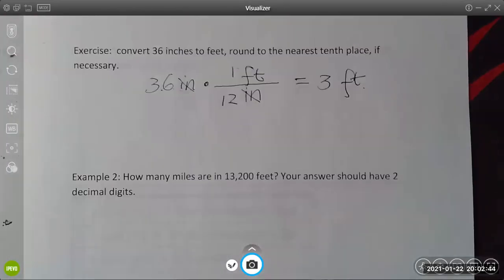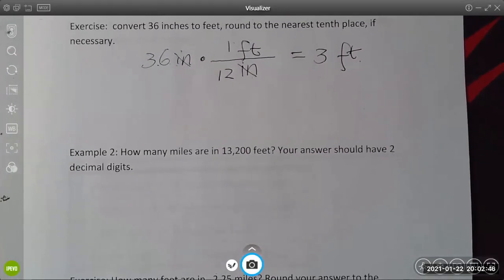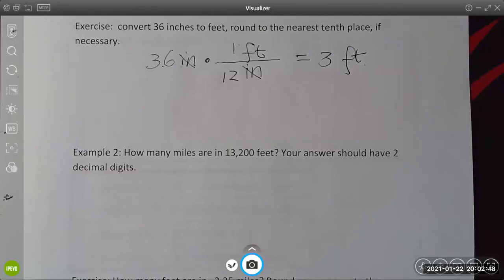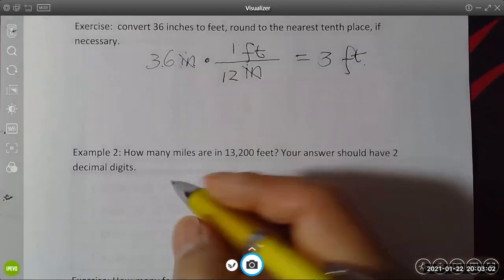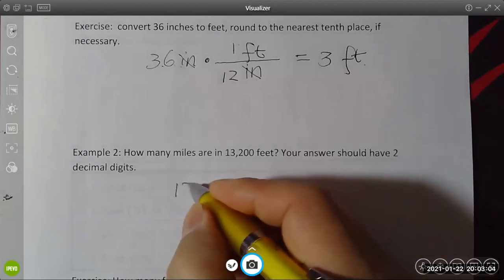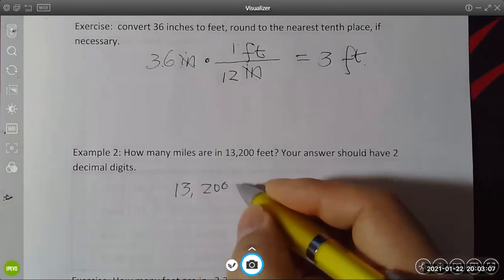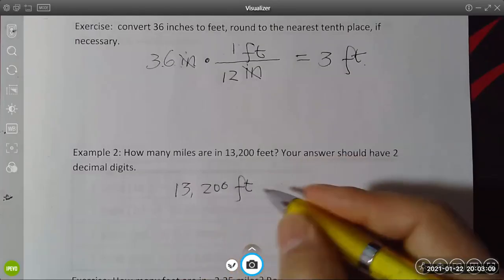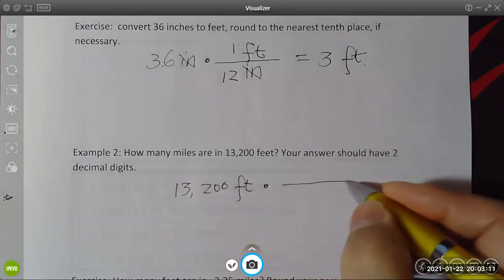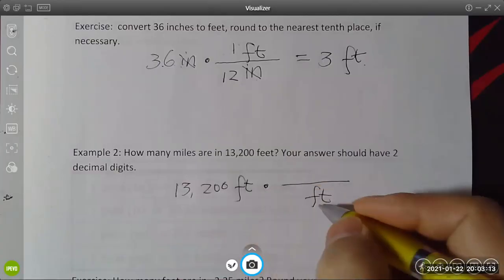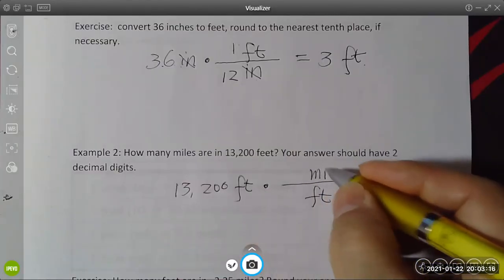Next one. So let's look at this next one. How many miles are in 13,200 feet? So we are converting feet to miles. Your answer should have 2 decimal digits. Okay. Now we start with 13,200 feet. So since we convert to miles, we want to cancel feet. So put feet on the bottom. This is always the same. And miles on the top.